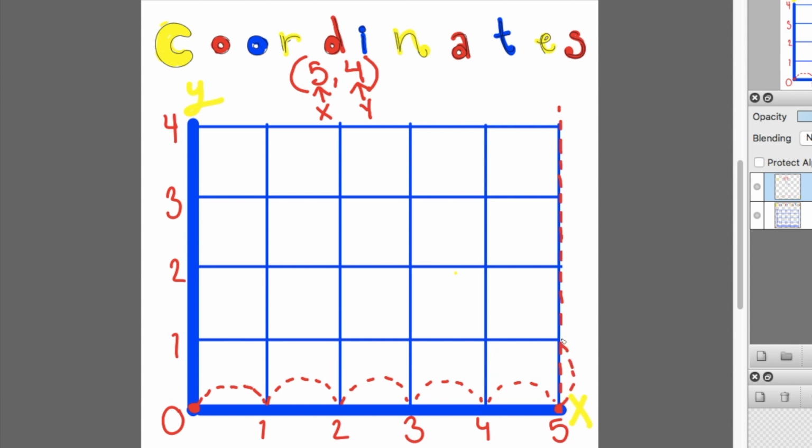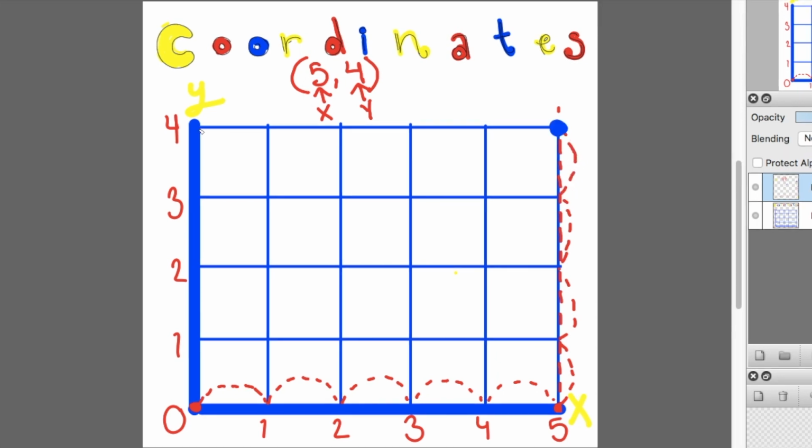Now let's find the y value. Since it's 4, we can count up 4 to find it. And that's 4. This point should be your answer. As we can see, the point is 4 on the y-axis and 5 on the x-axis.